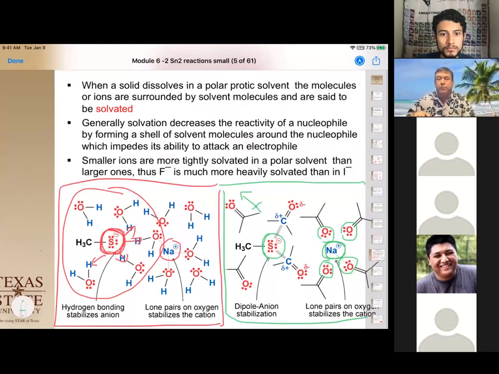Okay, so in this case, water is inhibiting us. Those polar protic solvents are inhibiting the nucleophilicity of the reaction, but the non-protic polar systems make it more reactive.